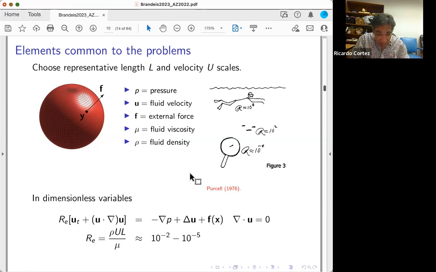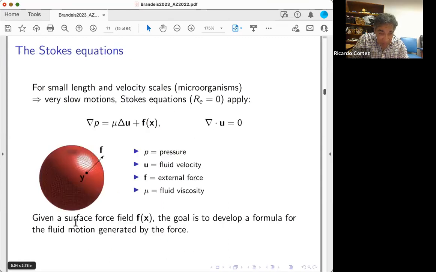This is a nice little diagram from Purcell's paper. A person swimming might have a Reynolds number of 10,000 or so. Some fish might be about 100. And microorganisms would be roughly in the range of 10 to the minus 3, 4, 5, something like that. So most people say this is close enough to 0 and set the Reynolds number to 0 and reduce the equations to just the Stokes equations, which are now linear in U and F.